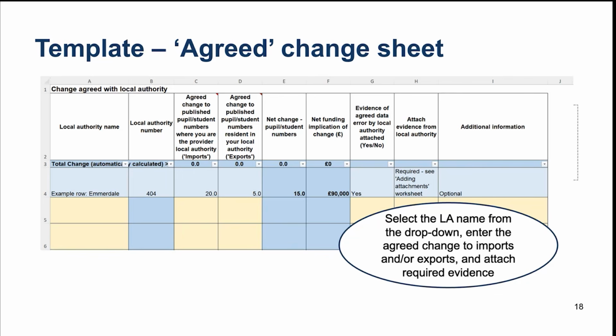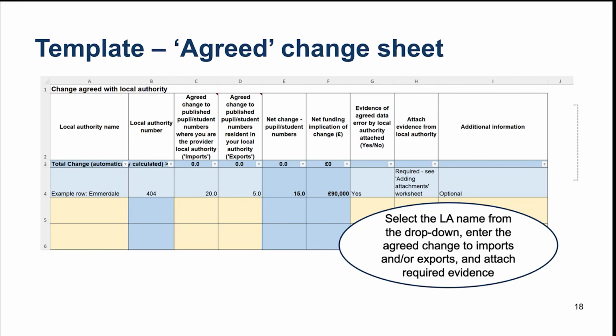So this shows the change for a college that's in my local authority area, which had 20 more students attending that lived in Emmerdale, the other local authority. Hence the imports show plus 20. And this will actually be a positive funding adjustment.